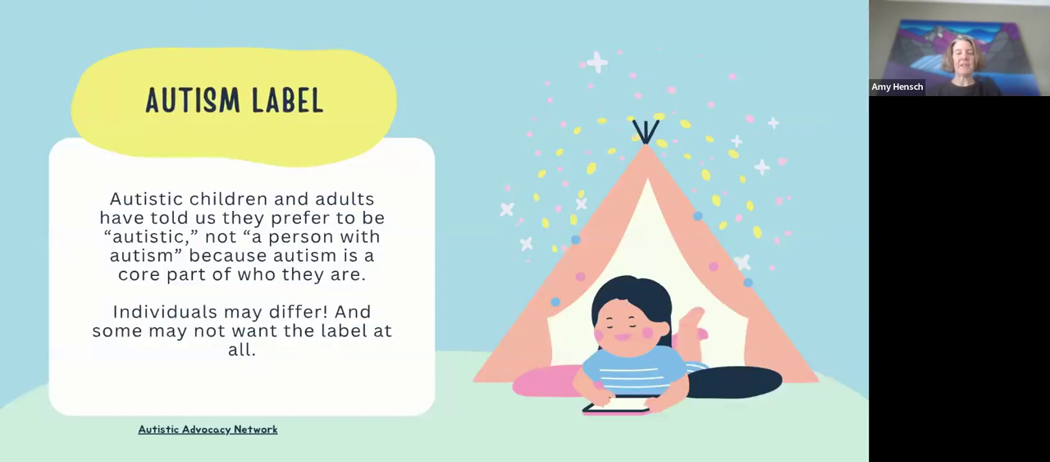The label of autism, there is a little bit of controversy, but most adults with autism prefer to be called autistic adults than adults with autism. So I've tried to use that throughout my presentation. It is individual, so if you are working with autistic children or adults, please ask them what they would like.